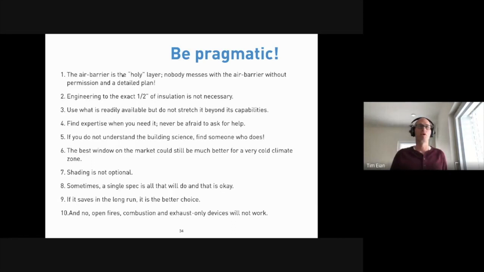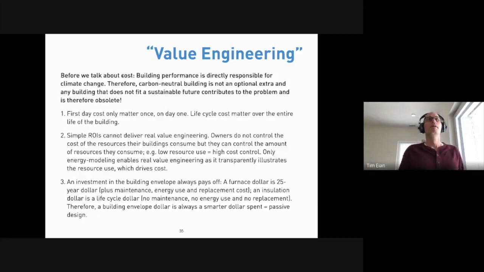And the last one: open fires, combustion and exhaust-only devices will not work in an airtight building envelope. My house here had a leakage of 75 CFM at 50 pascals. You can all imagine open fires, combustion and exhaust-only do not properly work here. Okay, I don't want to go too deep on that here.